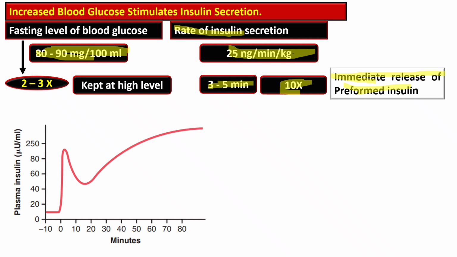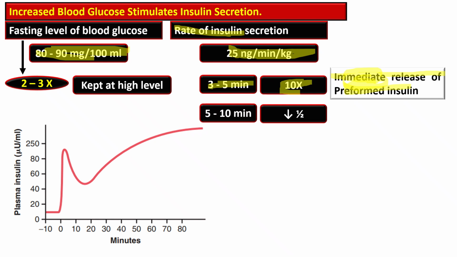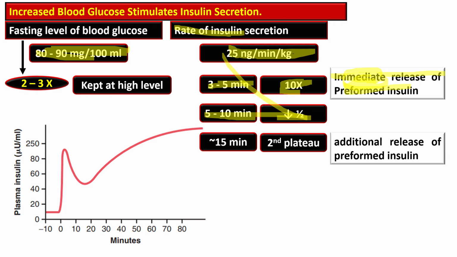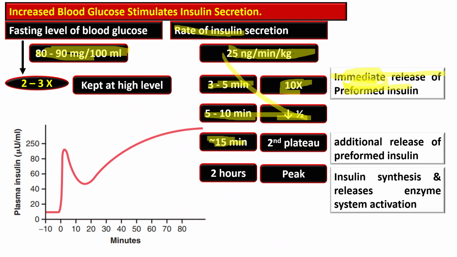This early spike occurs due to rapid release of the preformed insulin that was present in the beta cell. This initial burst is short-lived, and within 5 to 10 minutes, insulin level falls about halfway back towards the baseline. Then there is a sustained release of insulin that occurs from about 15 minutes to 2 to 3 hours.